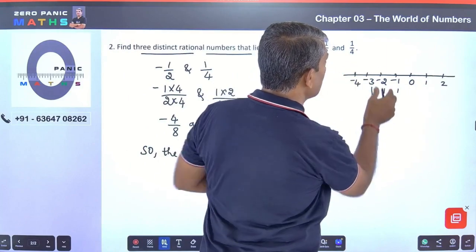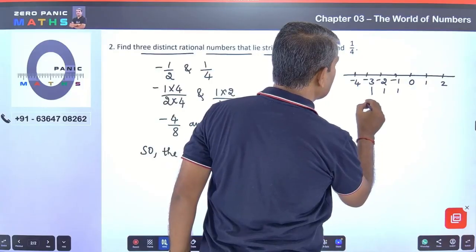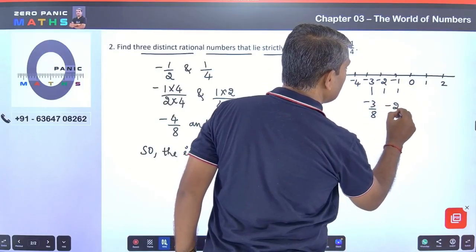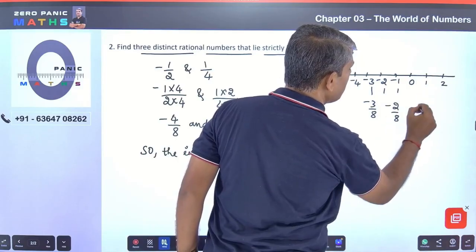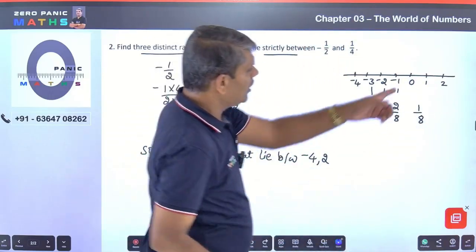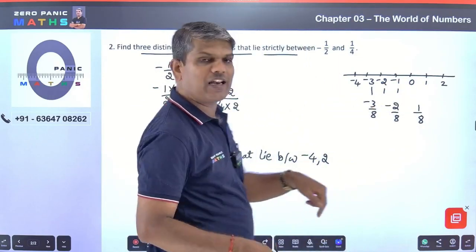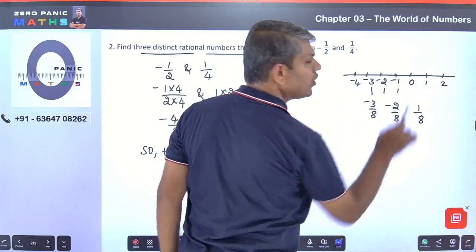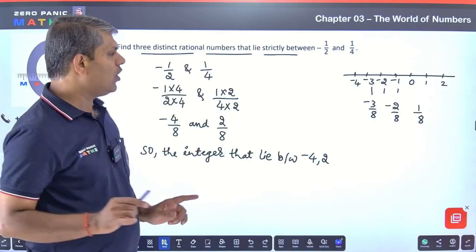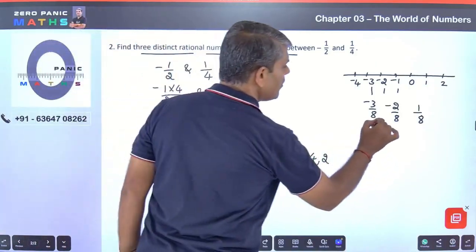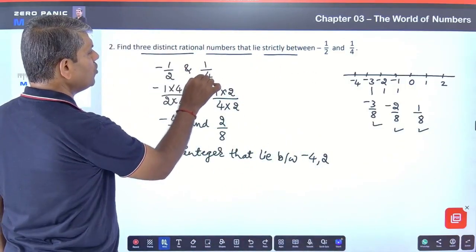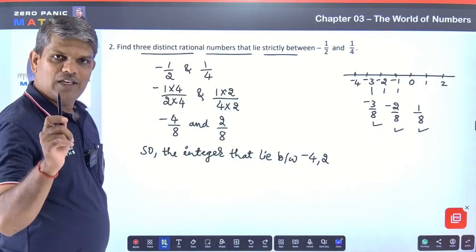Some numbers that I can write are minus 3 by 8, minus 2 by 8, any number you can take here, or 1 by 8 or minus 1 by 8. That can also be a number. Even 0 by 8. 0 is also a number that exists between minus 4 and 2, right? 0 by 8 is 0. Understood? So I can take these as the three fractions that exist between minus 1 by 2 and 1 by 4. You got my point, right?